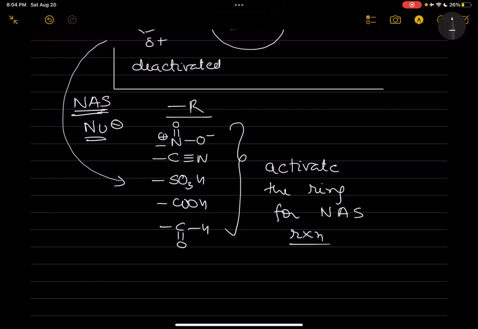Clear? Yes, sir. Okay, but electron donating groups will hamper NAS reactions, because an electron donating group will make the benzene ring more negative. And when the benzene ring is becoming more negative, then the reaction will not occur quickly. It will become more difficult.